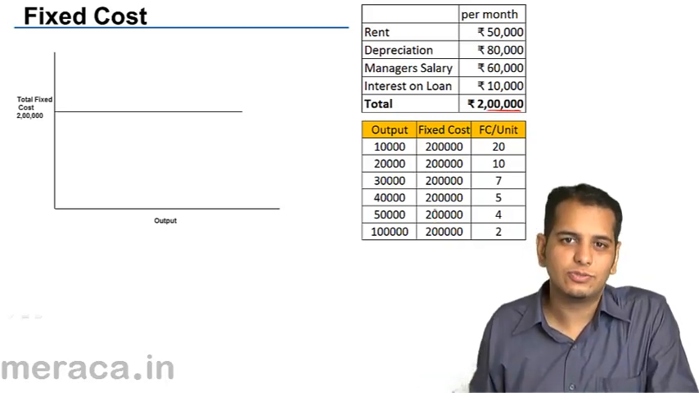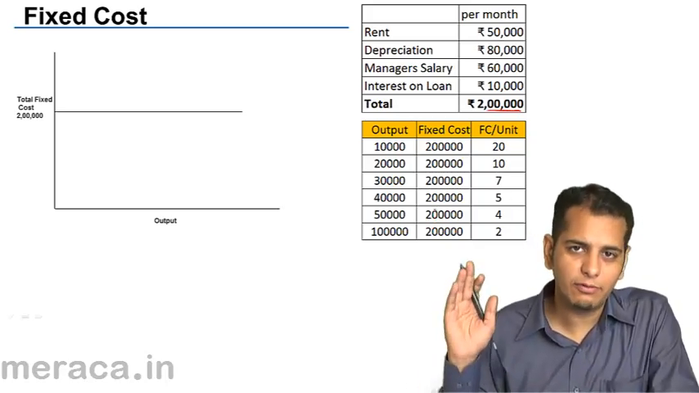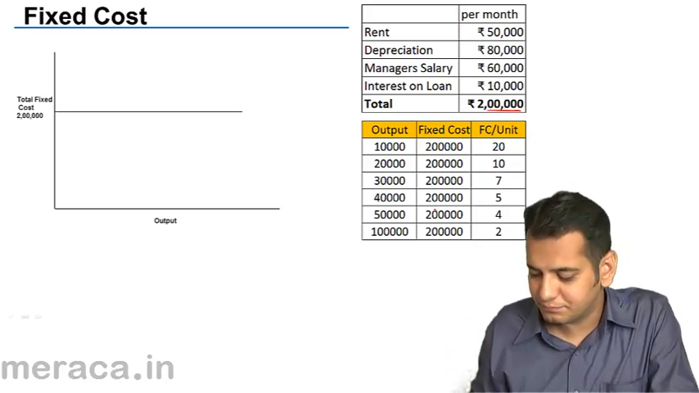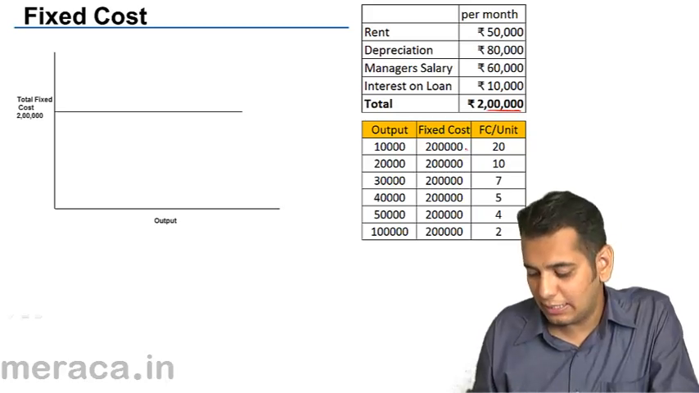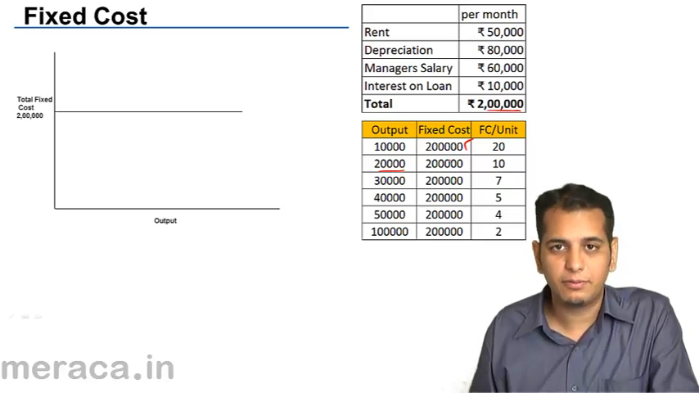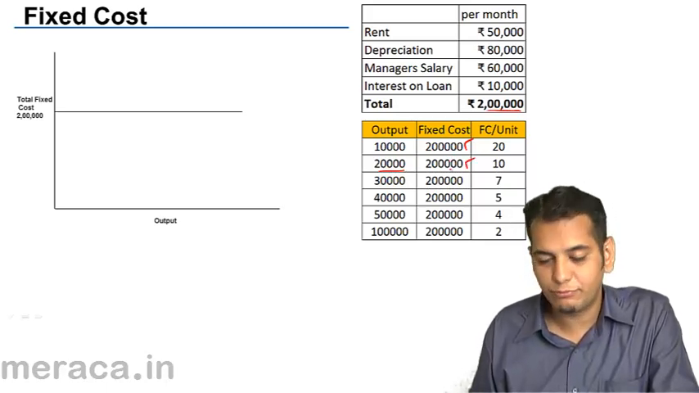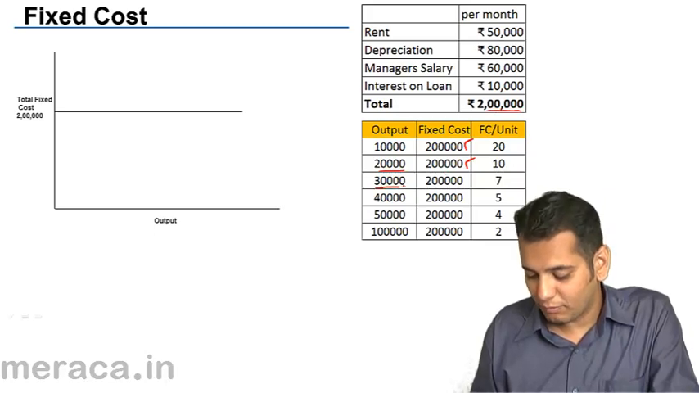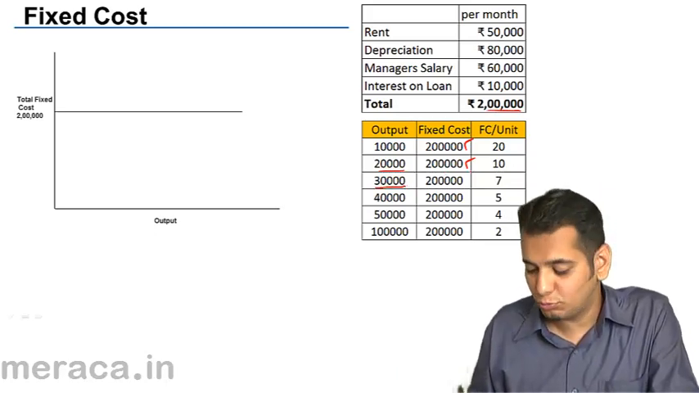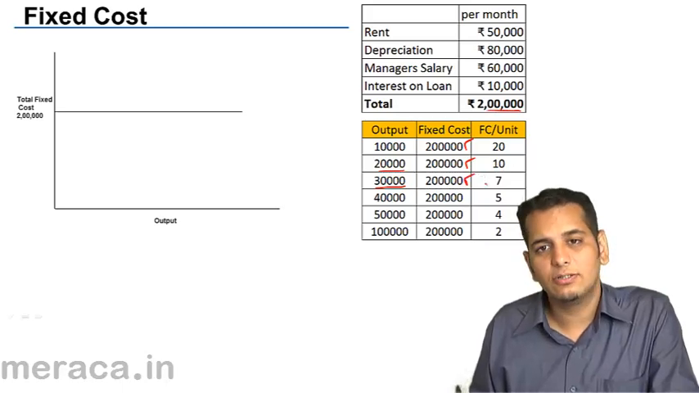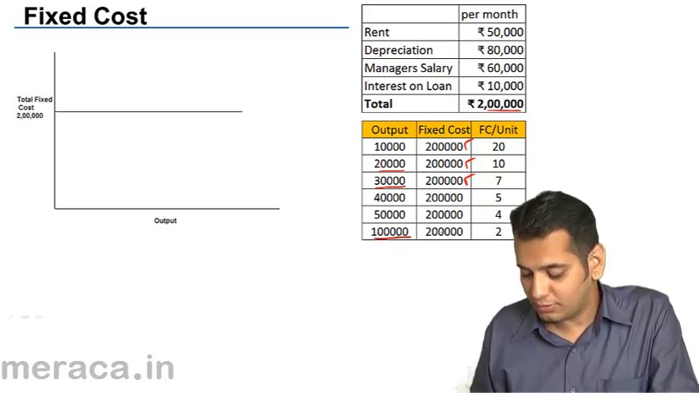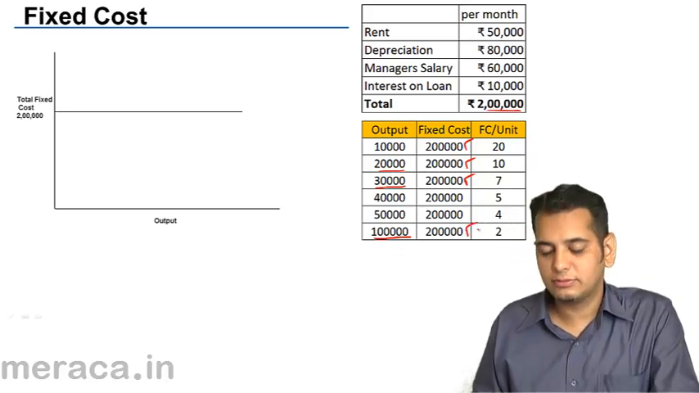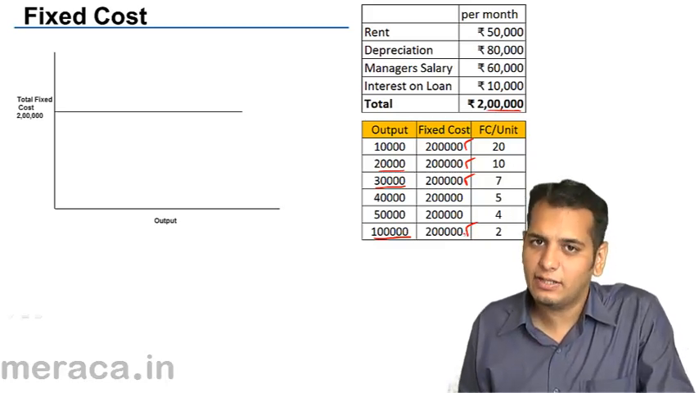I cannot change this cost. Whatever be the level of output, it will remain the same. So even if I produce 1000 units, I'll have to pay 2 lakhs. If I produce 20,000 units, I'll still have to pay 2 lakhs. Even if I increase my production to 1 lakh units, the fixed cost will remain fixed at 2 lakhs.